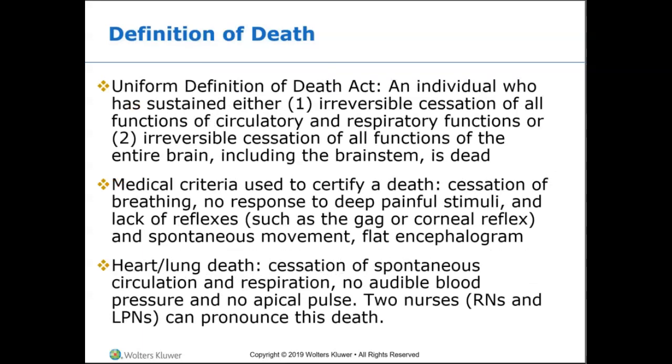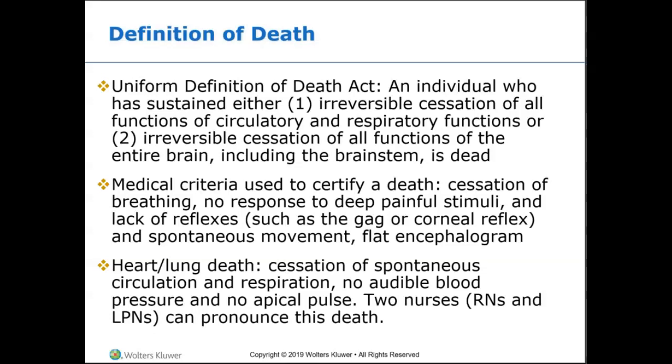The accurate definition of death has proven difficult over time as technological advances such as cardiopulmonary resuscitation have been able to restore lost functions and, I quote, bring back a person to life, right? The Uniform Determination of Death Act provides a legal definition of death. The medical criteria used to certify a death are cessation of breathing, no response to deep, painful stimuli, lack of reflexes like gag or corneal, lack of spontaneous movement, and a flat encephalogram, so no brain waves basically.